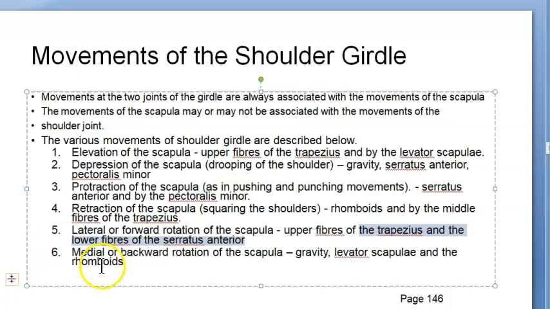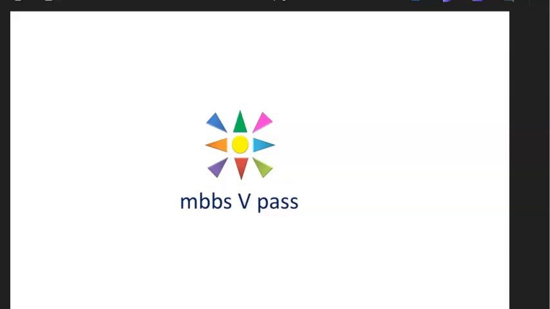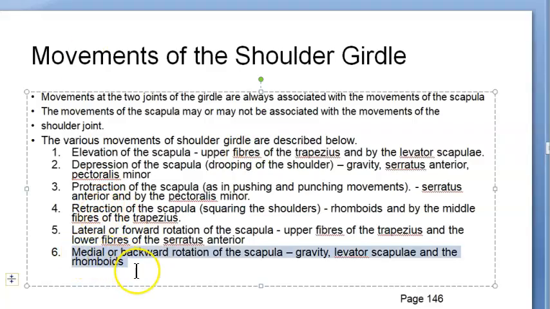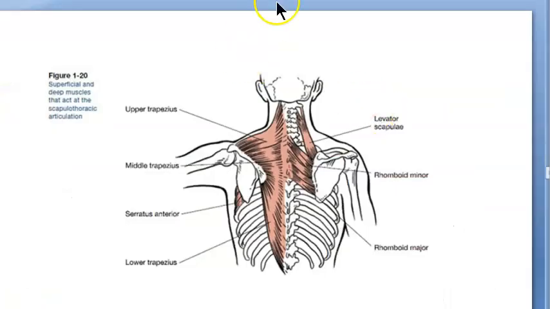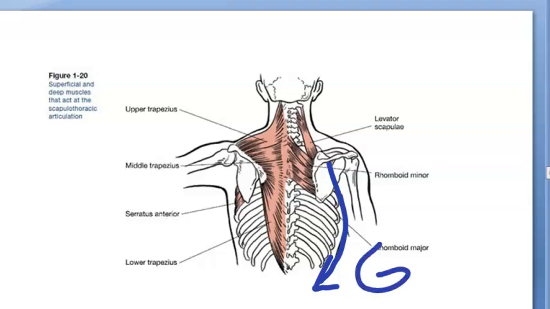Okay, very good. Now let us go to the last movement, that is medial or backward rotation of scapula. That I already told you, you need gravity and your arm has to go behind, right? So what all do you need? Gravity. Interestingly, they're telling levator scapulae and rhomboids. I'm not sure why you need levator. Anyways, medial rotation, I'm very happy to say that it is gravity pulled.